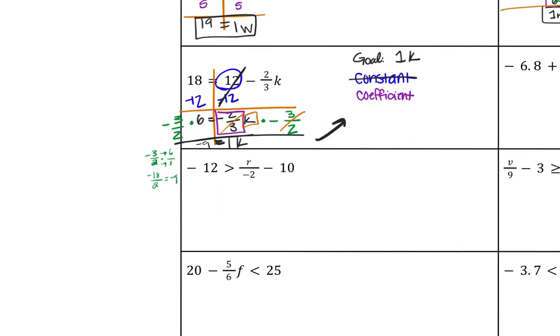So just going to rewrite that over here. So our positive 1k is equal to negative 9. So we found out that 12 minus 2/3 times negative 9 is 18.